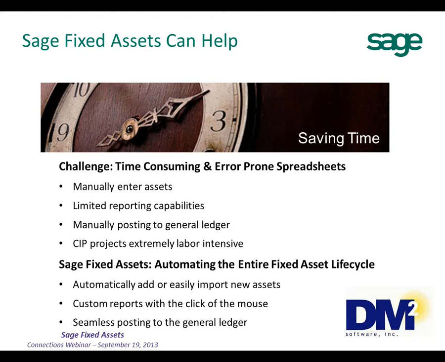With our products, we have 3 modules that Sage Fixed Assets is currently providing to our customers. The first module is known as our planning module. The planning module is essentially used by companies that need a tool to track projects that they're currently working on.